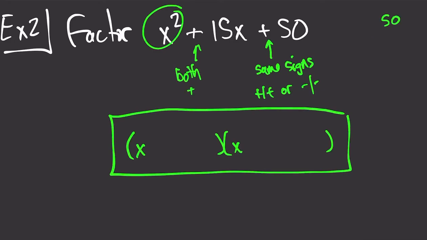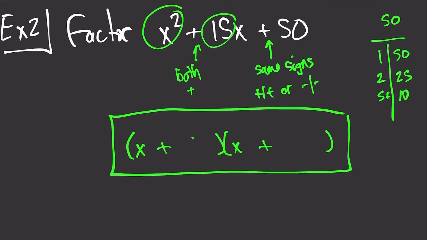So I do a quick t-chart for 50. Could be 1 and 50, 2 and 25, 5 and 10. So I need the two, obviously, that are going to add to 15. That's going to be 5 and 10. Since I've already established that the signs are the same, both positive, I could actually put those in ahead of time and then just put a 5 and a 10 in here. That might be a little bit quicker for some of you. If not, just go through that normal process we did with the x game.